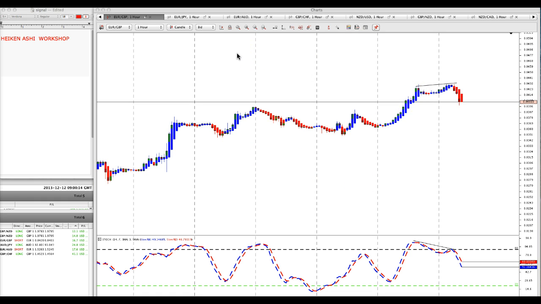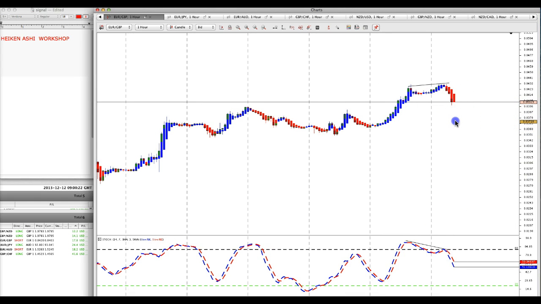We're looking at Euro Pound. Notice the market was in an uptrend. It's still in an uptrend. What's happening now, we're starting to see a correction. So how do I trade using a Heiken Ashi indicator with stochastics?